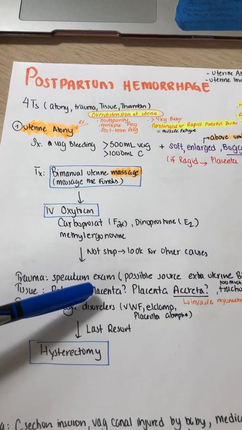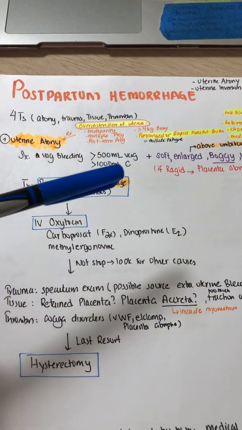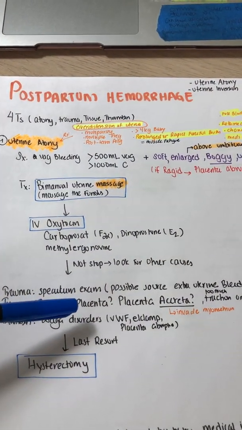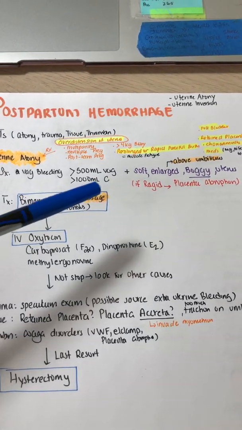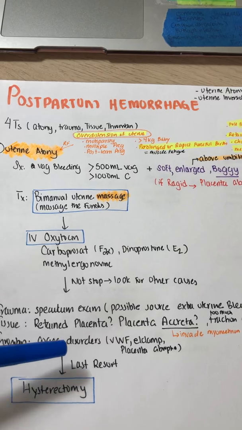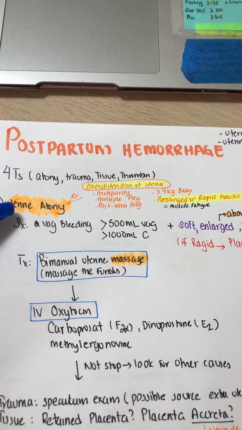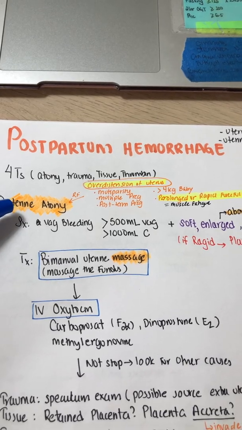Is there a risk factor for retained tissue? Retained placenta, remember, is going to give you a rigid uterus, not a soft uterus. Coagulation, so knowing the risk factors will help you get the right diagnosis too. So uterine atony is the most common cause of postpartum hemorrhage.